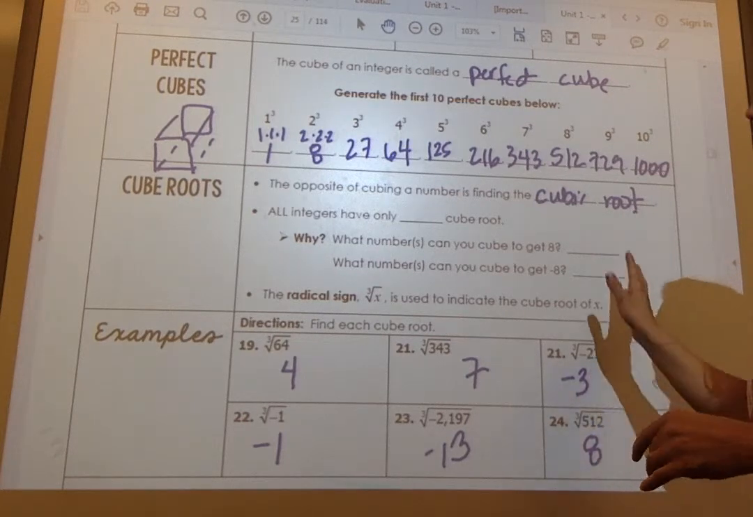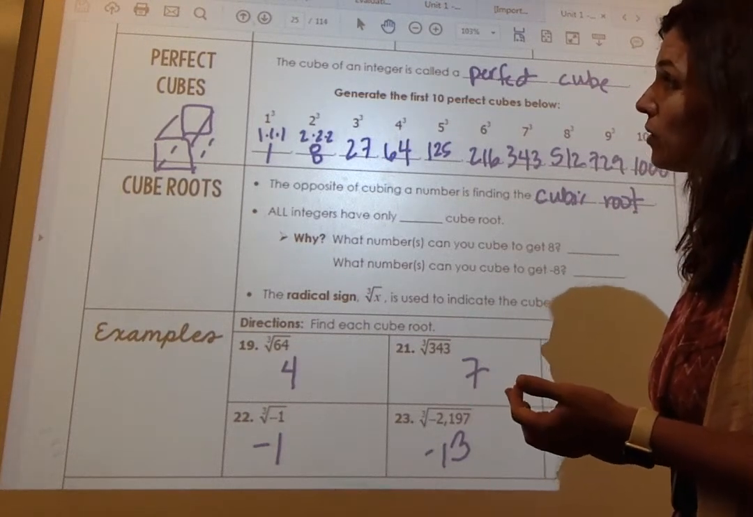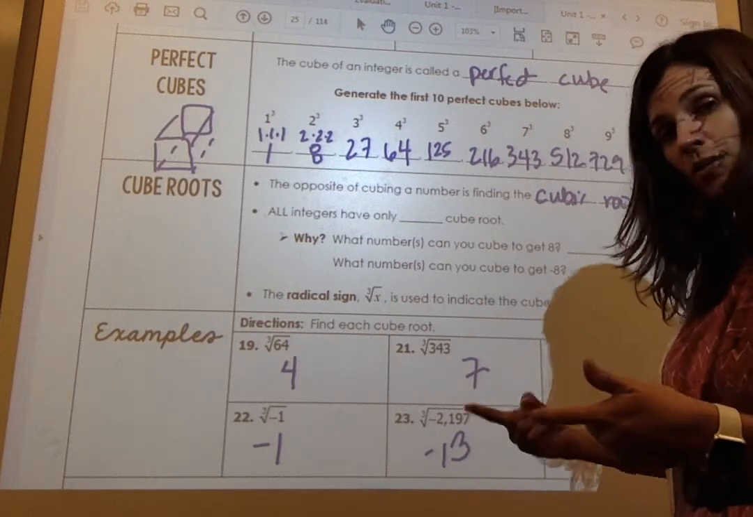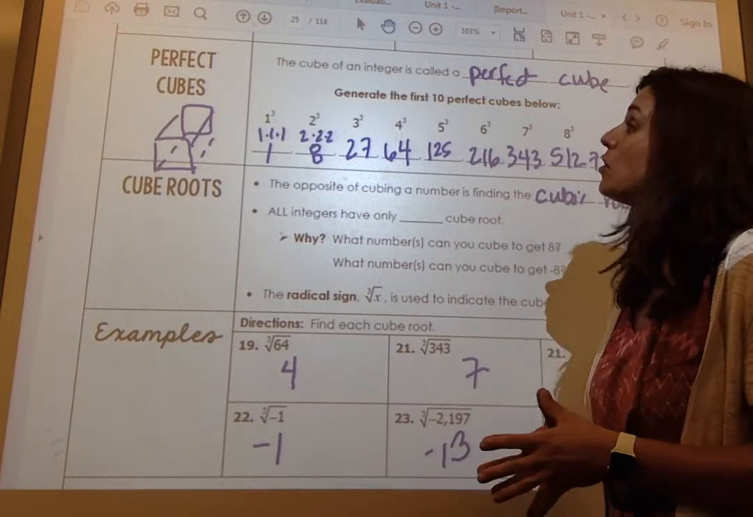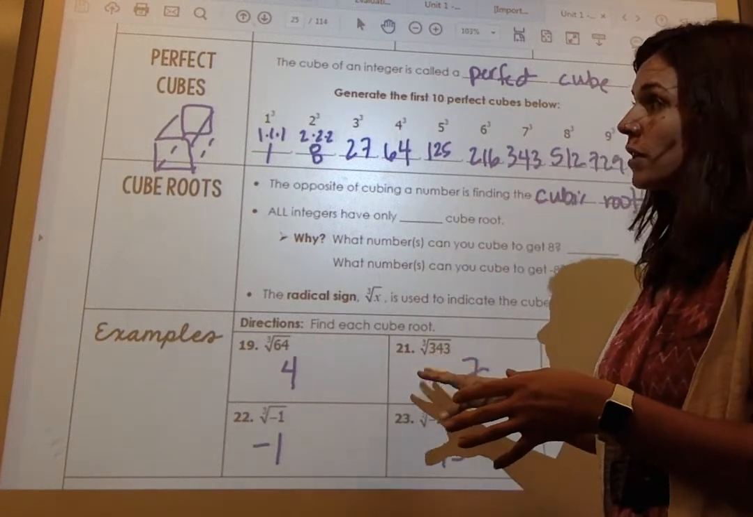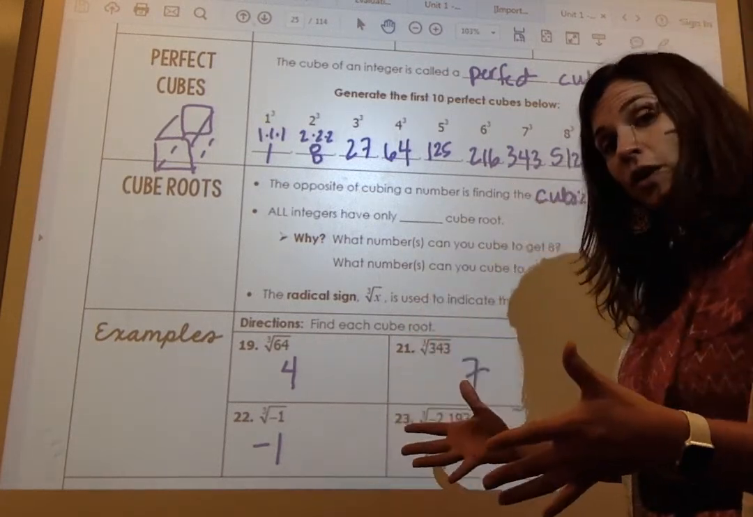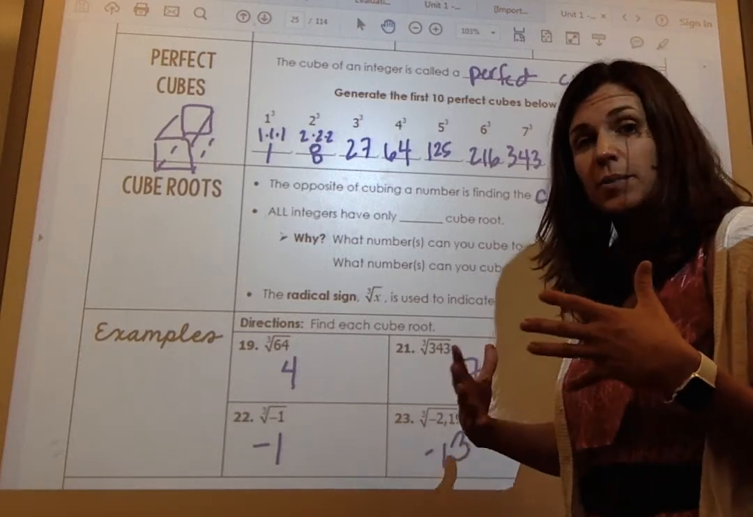So hopefully now you have a better understanding of square roots and cube roots. Tomorrow in class we will do that homework together and also talk about scientific notation. So make sure you have filled out all your notes. And if you have any questions on the notes that we've covered, come in and see me in tutoring tomorrow.